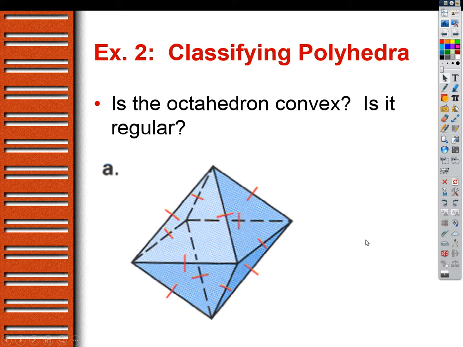Okay, so describe this one. Is it convex? Yeah, it is. Is it regular? It is, because all of the faces are equilateral triangles. So if we take regular polyhedrons, here's an example of a regular, we call it tetrahedron. Actually no, it's not. Sorry, this is a regular octahedron, because it's got 8 congruent faces.